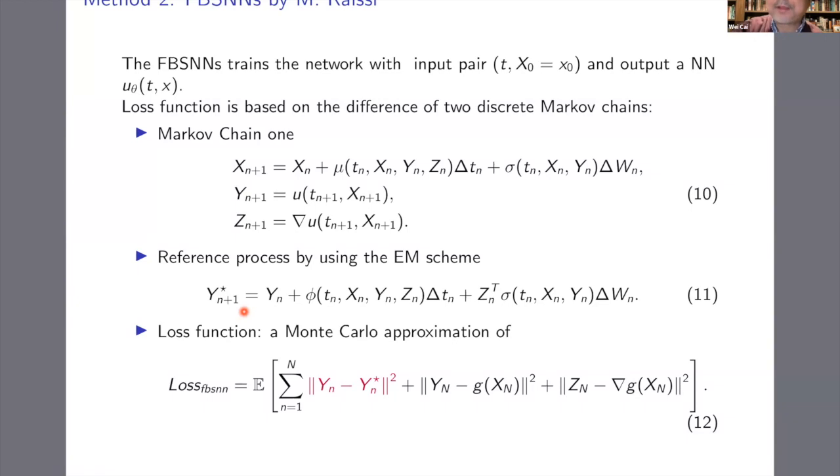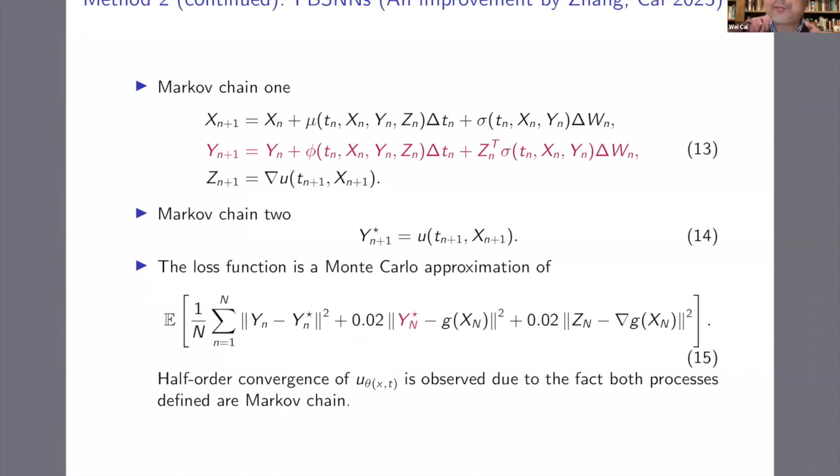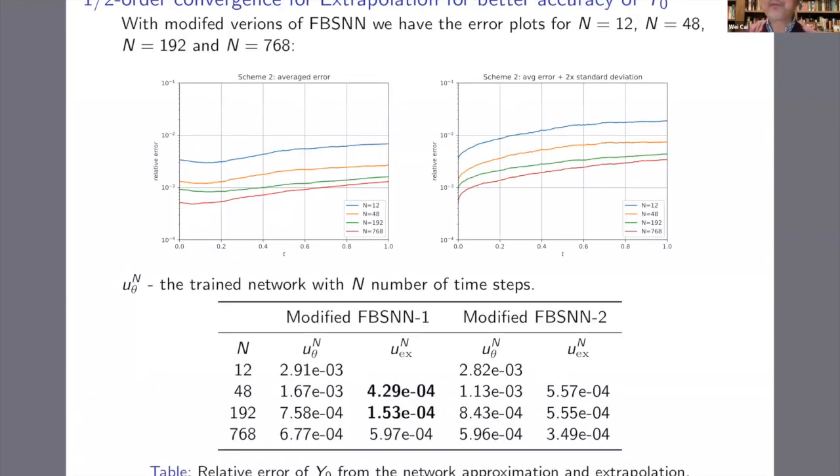These two processes should approach each other. But later on, actually, we modified this a little bit more, improved it. Make sure both Yn and Yn star are Markov chains, and by just this little modification, we can get a half-order convergence in the solution. So this shows you the time axis. This is the solution for different time steps, and this is the solution for 100-dimensional problems, and so you can see the half-order convergence of the solutions.